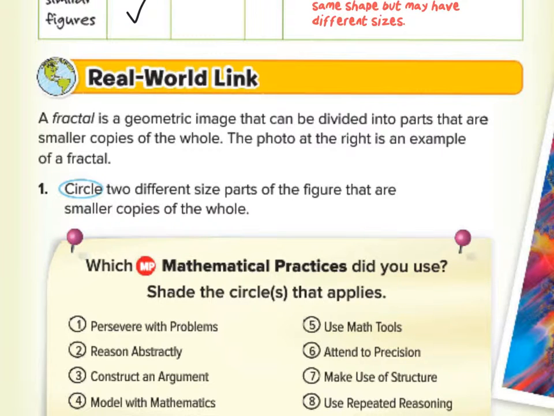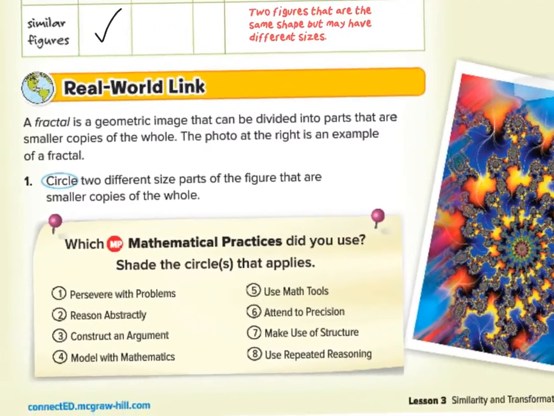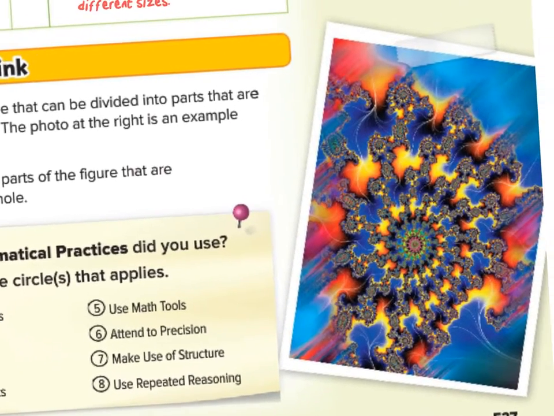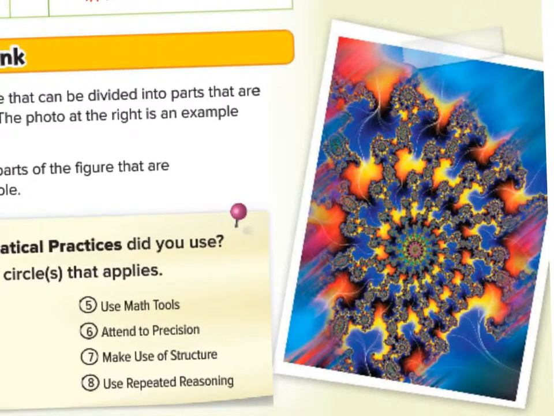Real world example. A fractal is a geometric image that can be divided into parts that are smaller copies of the whole. The photo at the right is an example of a fractal. So let's see here. There it is. So it's essentially repeating patterns, and they can vary in size. So I can almost see that these areas repeat again and again, and they're getting larger and larger as they go out.